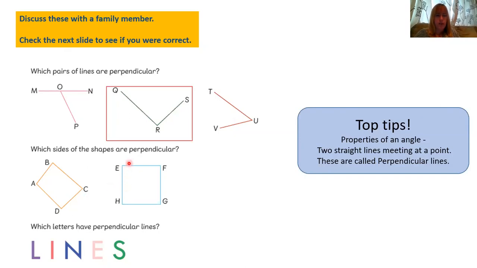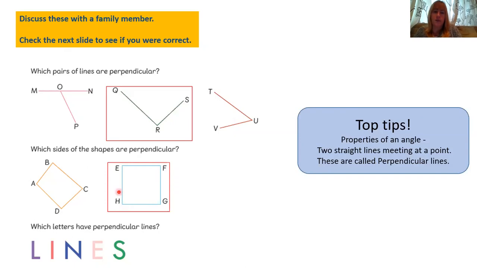And then look at this shape. Has this got 4 right angles? If it has, then all the sides are perpendicular. What do you think? Let's have a look at the answer. The square. A square has 4 right angles in it. Therefore, all the sides of a square are perpendicular.